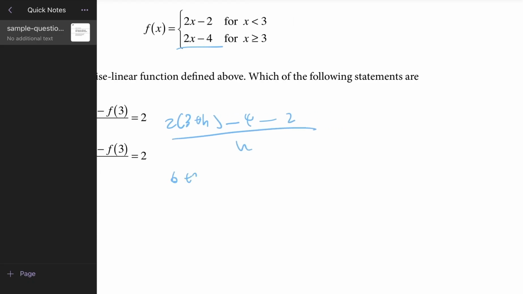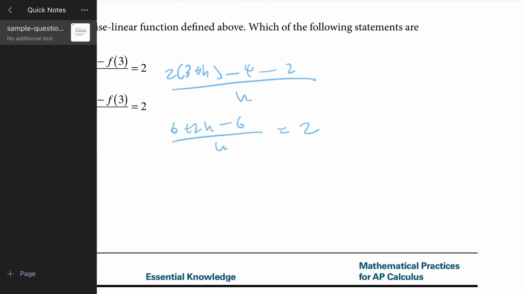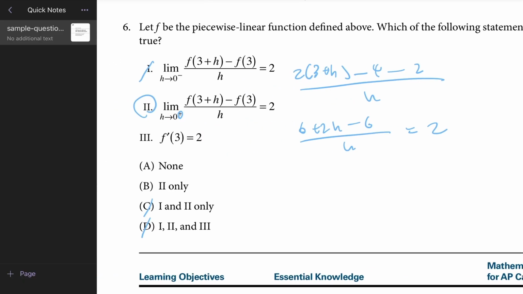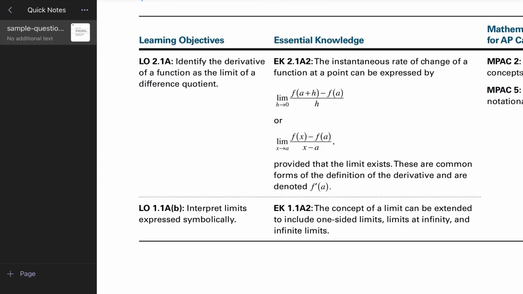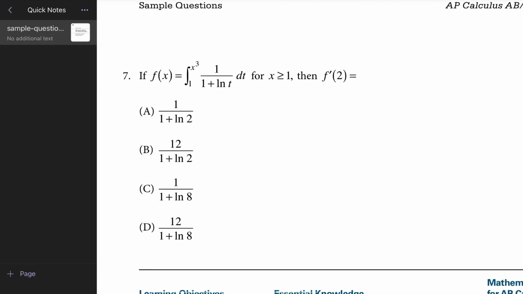This is 6 plus 2h minus 6 divided by h. This is just 2 here if we simplify everything. And this is actually correct. So we don't need to check if it's none, obviously. So B is automatically correct here. On to question number 7.